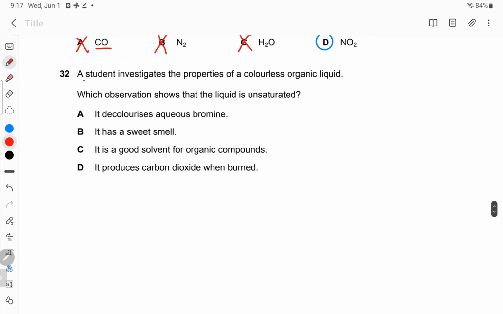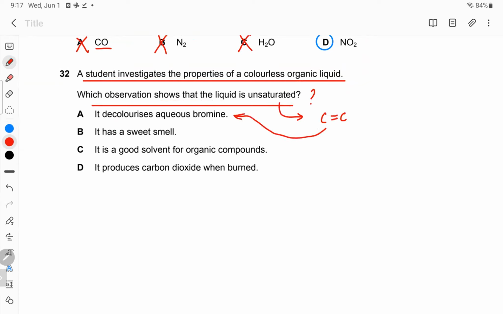Question number 32. A student investigates the properties of a colorless organic liquid. Which observation shows the liquid is unsaturated? Yes, who can tell me the correct answer? Sir, A. Very good. If it's unsaturated, then it has a carbon-carbon double bond, and that carbon-carbon double bond can decolorize aqueous bromine.